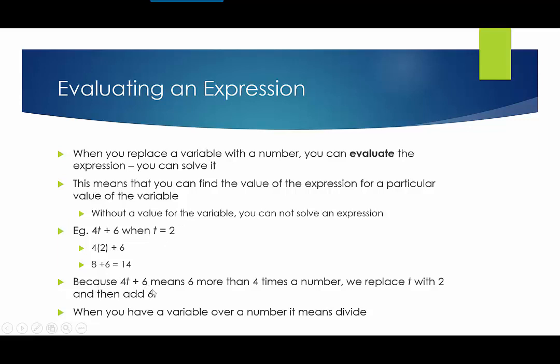So because 4t plus 6 means 6 more than 4 times a number, we replace t with a 2 and then add 6. Okay. When you have a variable over a number, it means divide. So if you have an x over 2, it would be x divided by 2. So again, that's product notation, where we get rid of this sign and write it as simply as possible like this.